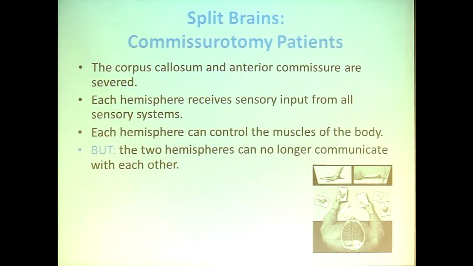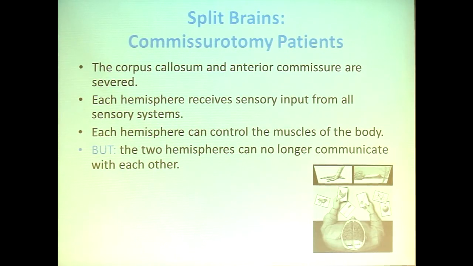Now, when the corpus callosum and the anterior commissure are severed, each hemisphere still receives sensory input from all the sensory systems. So, you know, the auditory will still go to the left hemisphere. All the sensory information will go to each hemisphere. And each hemisphere will still control the muscles of the body. So people will have no problem walking, etc. But the two hemispheres can no longer communicate with each other. And that is the important difference.